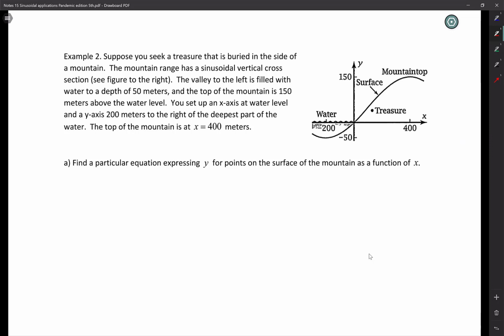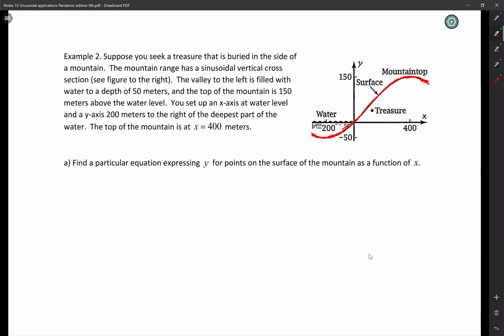And they give me a nice picture. They didn't have to give me a picture, but they did. And I thank you for drawing me a super beautiful picture. And then letter A says, find a particular equation expressing y for points on the surface of the mountain as a function of x. Okay, so what they want is this equation for everything in red. So I have a mountain, and this mountain just so happens to look like a sinusoid.